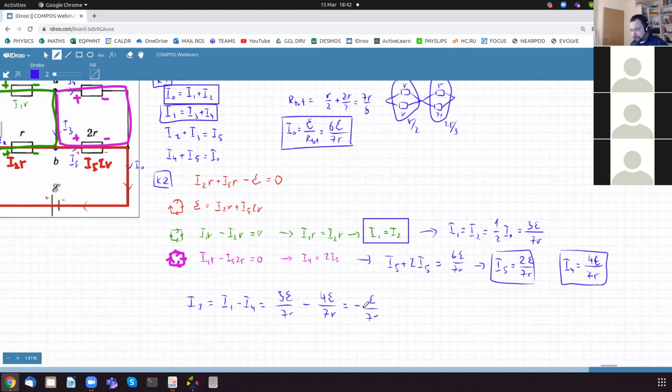Sorry. What is the significance of the minus? Can somebody help me with this? Why did I get a negative answer? I3.